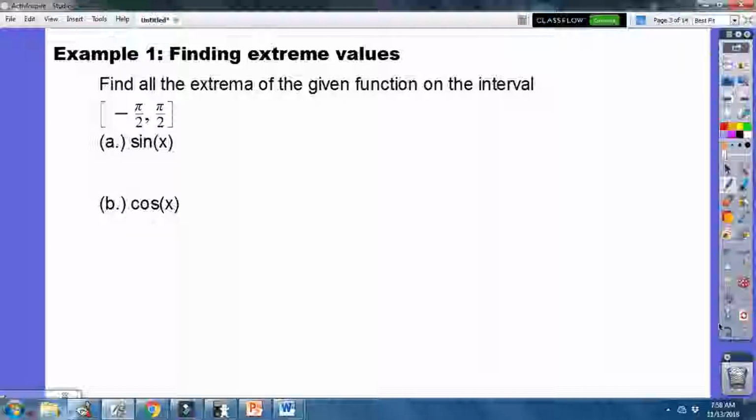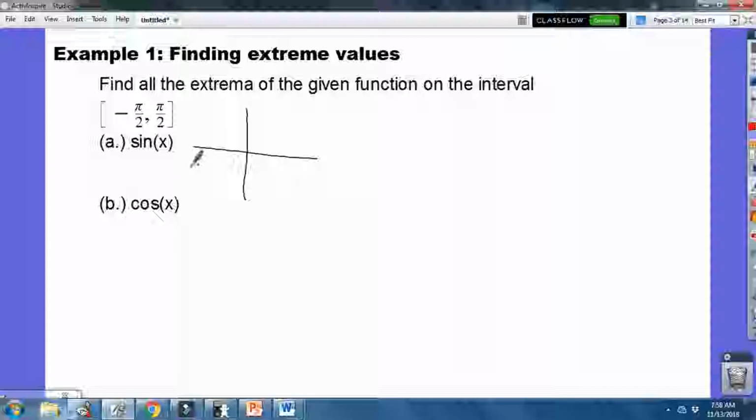Consider finding the extreme values of the two functions, sine of x and cosine of x, on the interval negative pi over 2 to pi over 2. So hopefully by now you have an idea of what the graph of sine of x looks like. The graph of sine of x goes something like this, something like that. And this point here is negative pi over 2 to pi over 2.